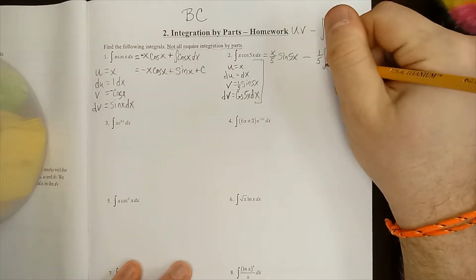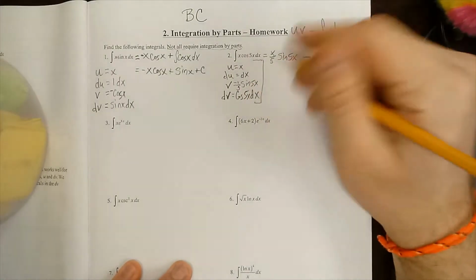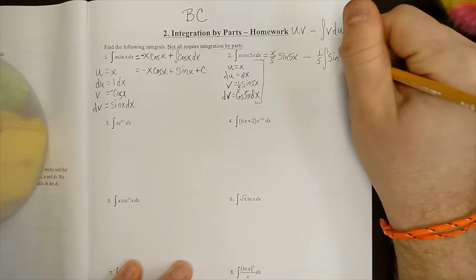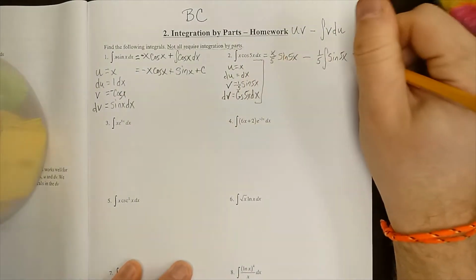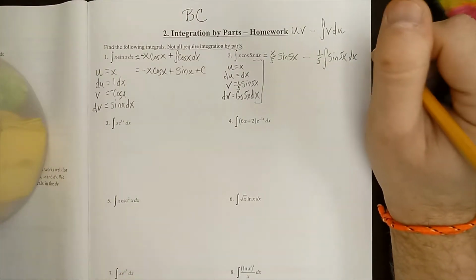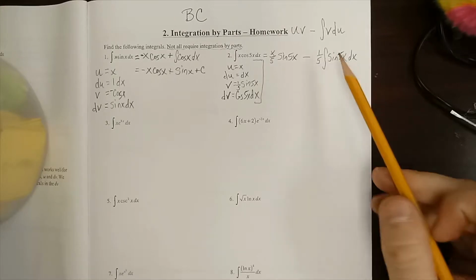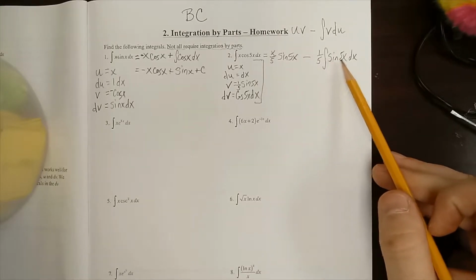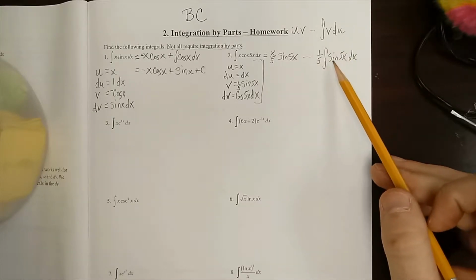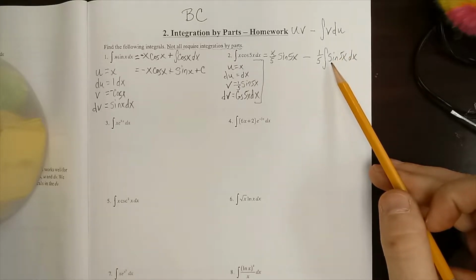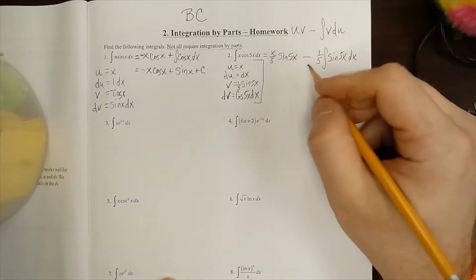So I've got to write v there, sine 5x, and then du is dx. Again, this integral here is not super hard. We know the antiderivative of sine is cosine, but we need a negative to cancel the negative.